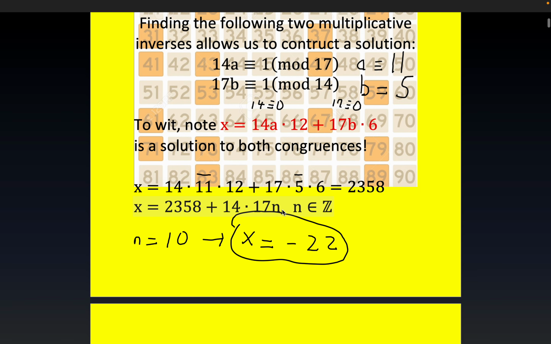And any other solution, notice that the reason why you can tack this on is 14 times 17 times n is trivially congruent to 0 mod 14 times 17, right? So there are an infinite number of solutions. We wanted the largest negative solution.